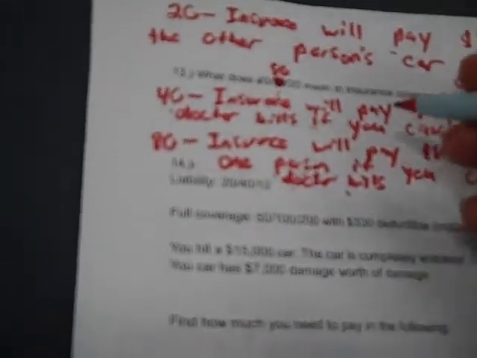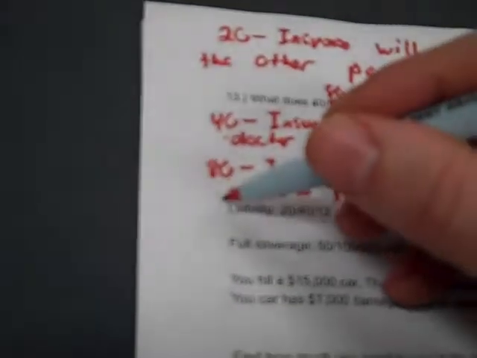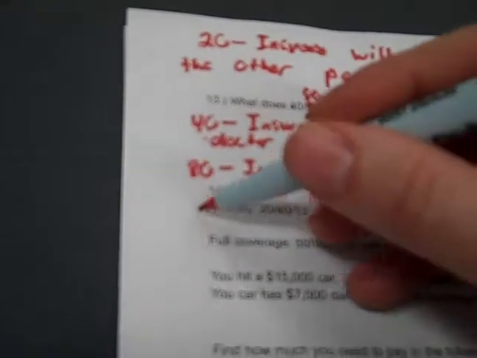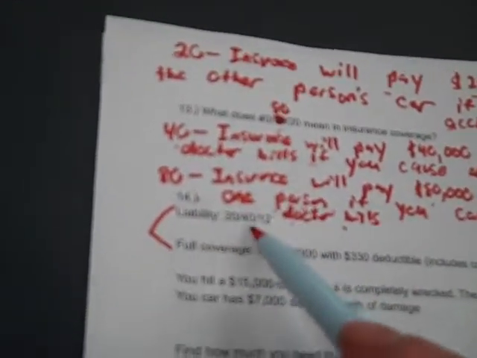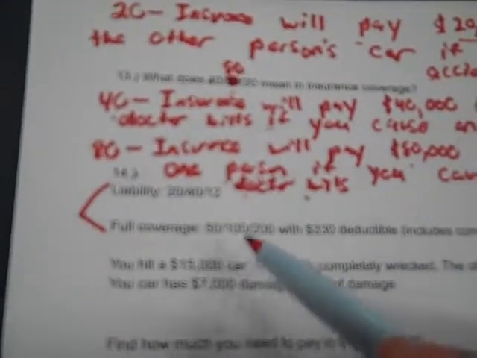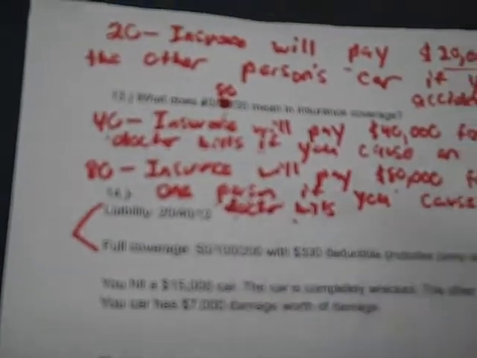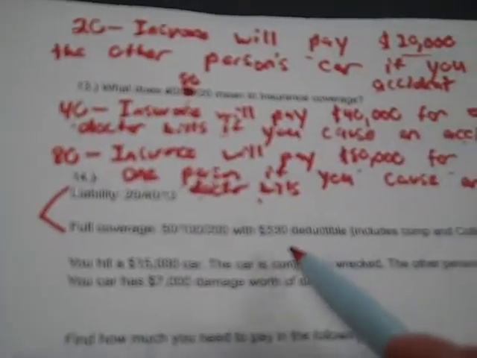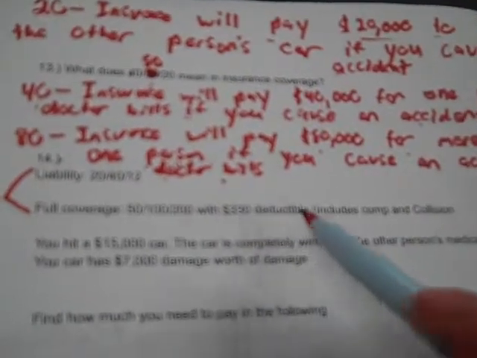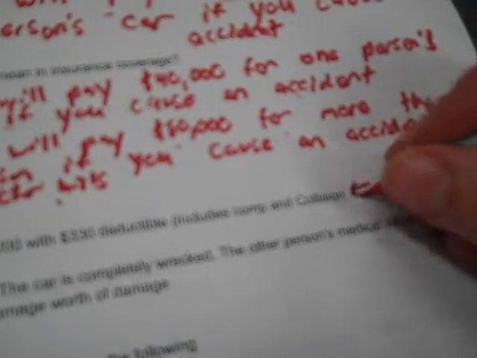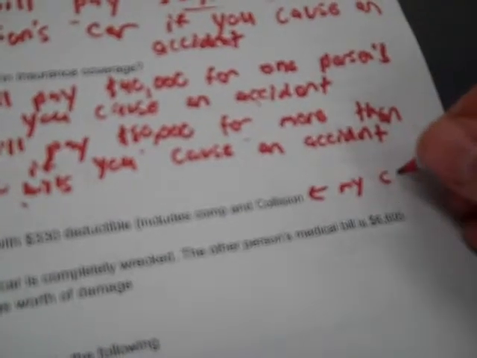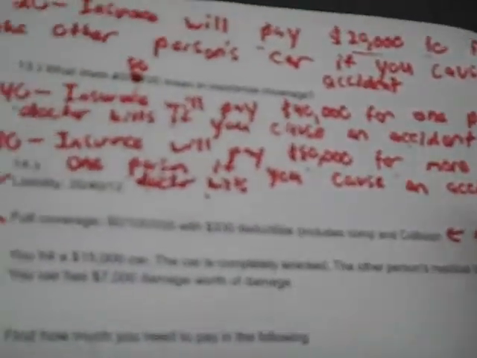So here's what we have here, okay? So we have in number 14, we're looking at these two, okay? Liability, 20, 40, 12, full coverage, 50, 100, 200. That's better insurance, but I do have to pay a $330 deductible. And that includes comp and collision. So comp and collision is for my car, okay, to fix my car.